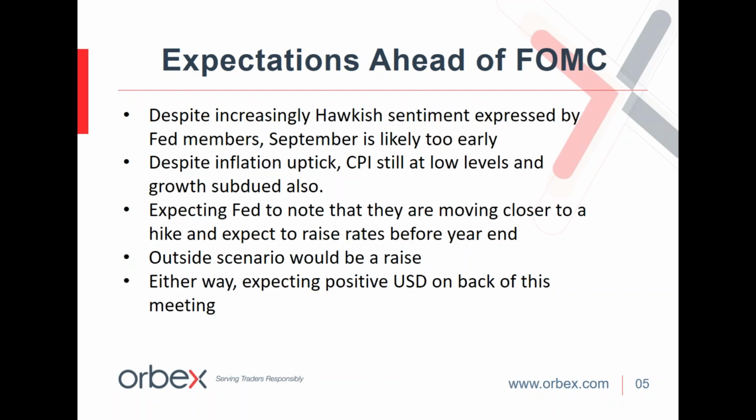Now, of course, there is an outsider scenario, and that is that the Fed raises rates at this meeting with a view to giving them greater optionality to move at a much more gradual pace and avoid the need for steeper tightening in the future. So this would, of course, be what we would consider a dovish hike, whereby the Fed moves now to avoid having to move at a steeper pace in future.